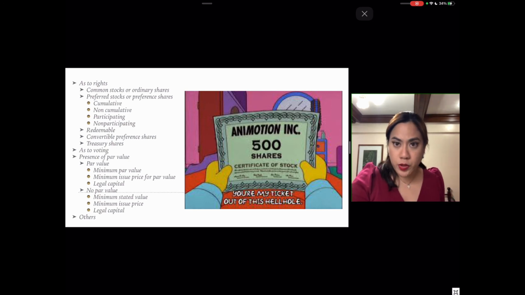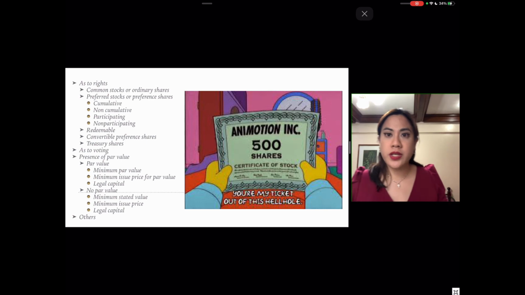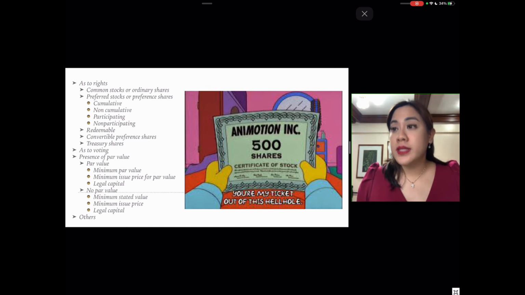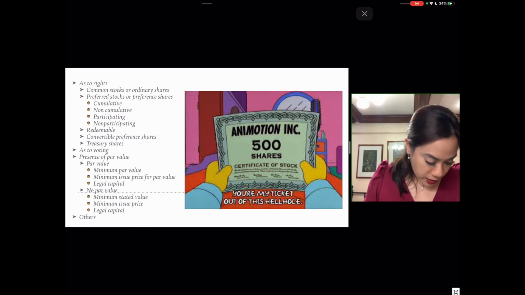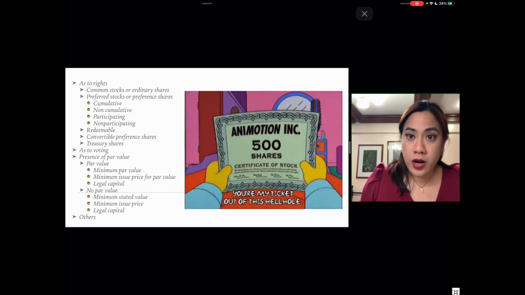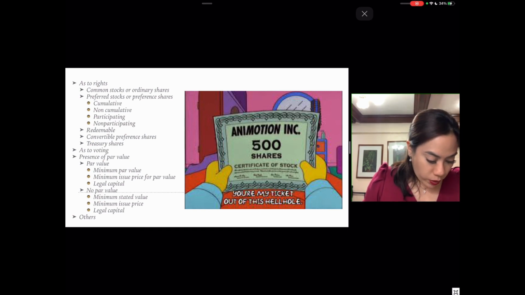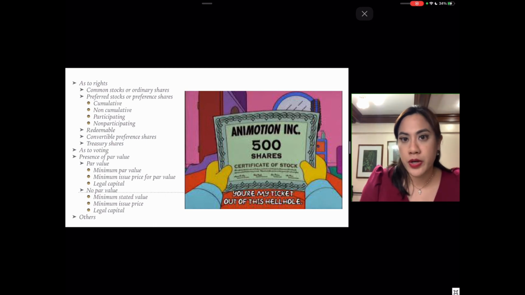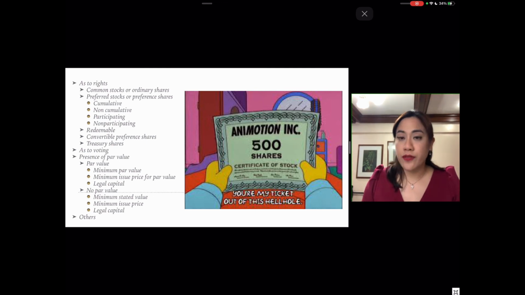When we talk about redeemable shares, these are shares that, by the very definition, can be redeemed. And these are different from those under a particular provision of the RCC. We will discuss redeemable shares when we go to Section 8. And then there are convertible preference shares. When we say convertible preference shares, these are changeable by the stockholder from one class to another at a certain price and within a certain period. There's also treasury shares, and we will discuss that under Section 9, which is the last section for this title.